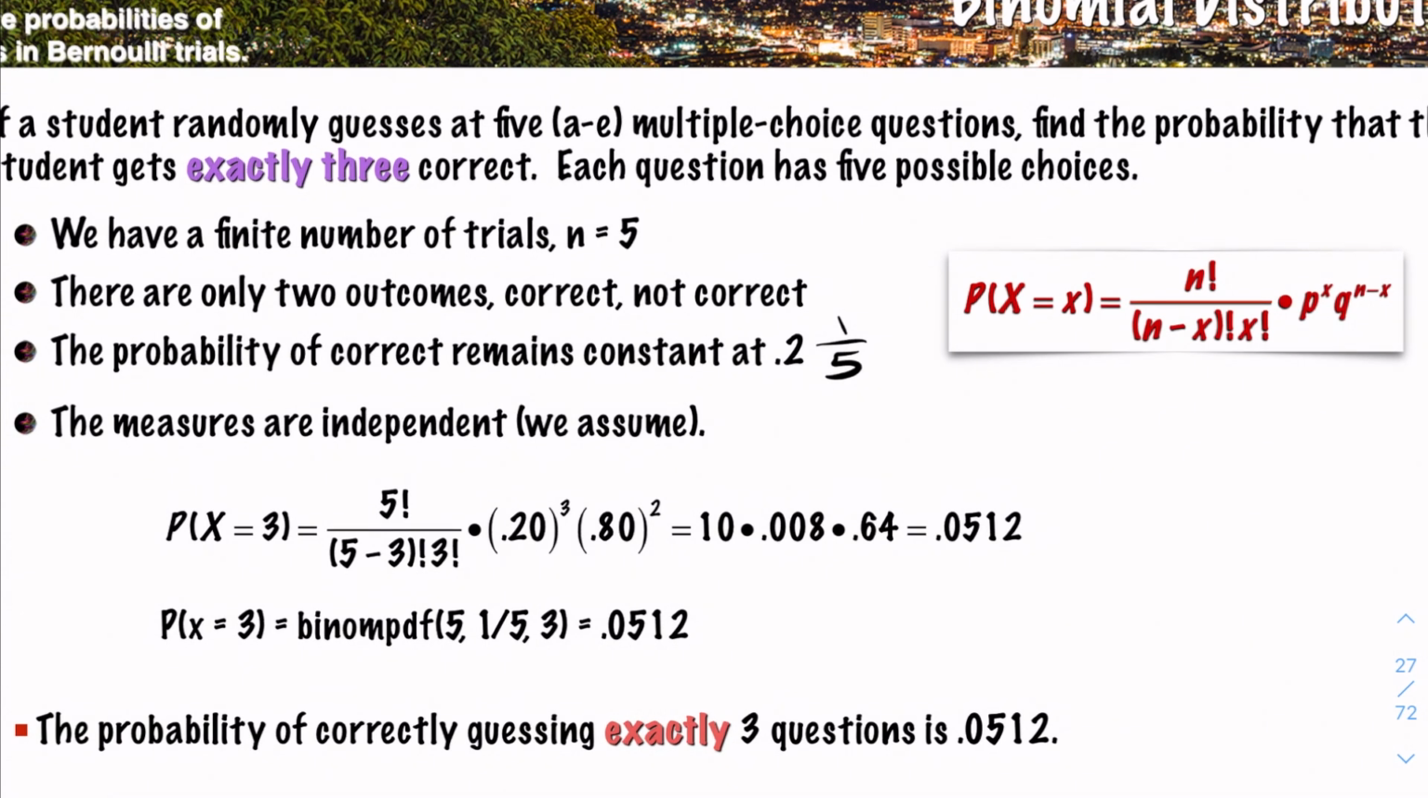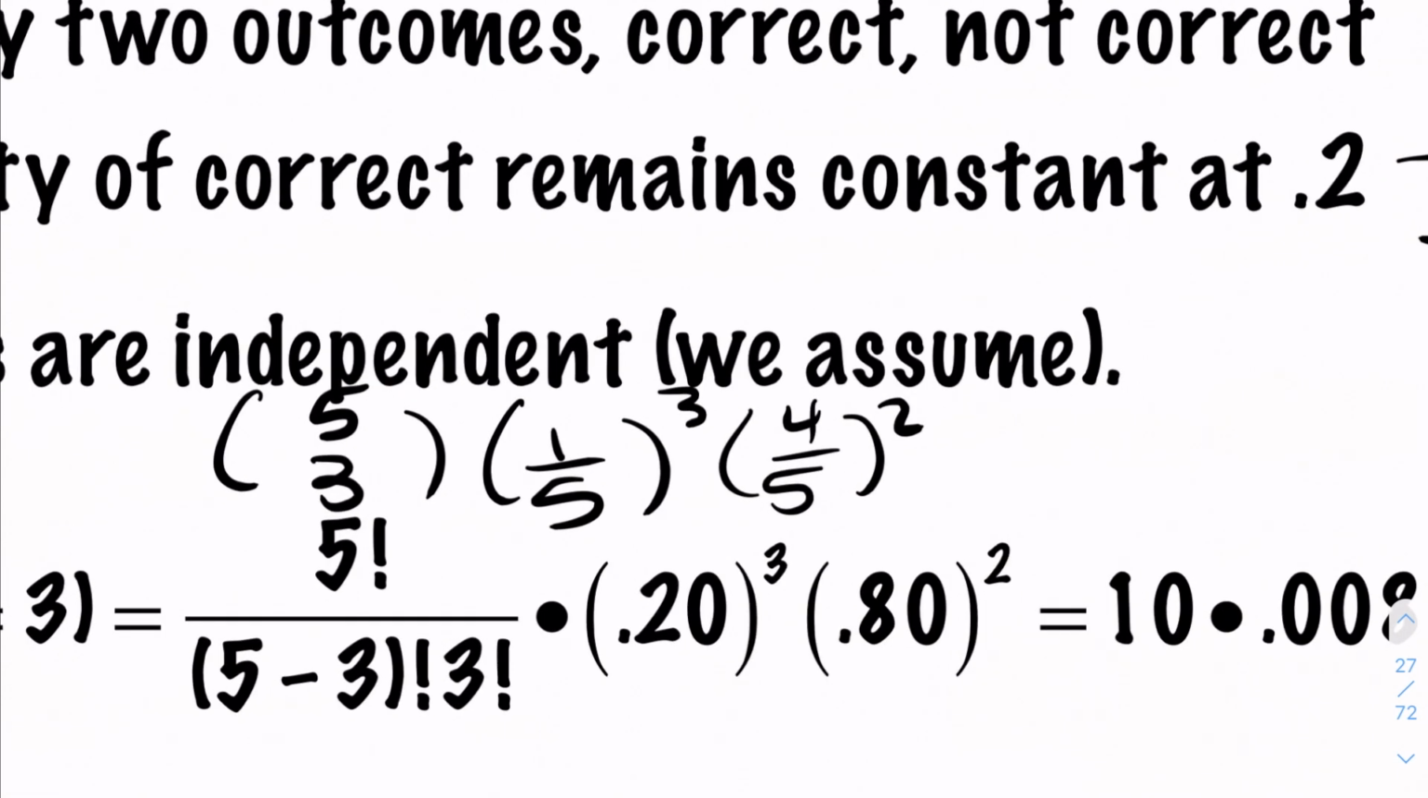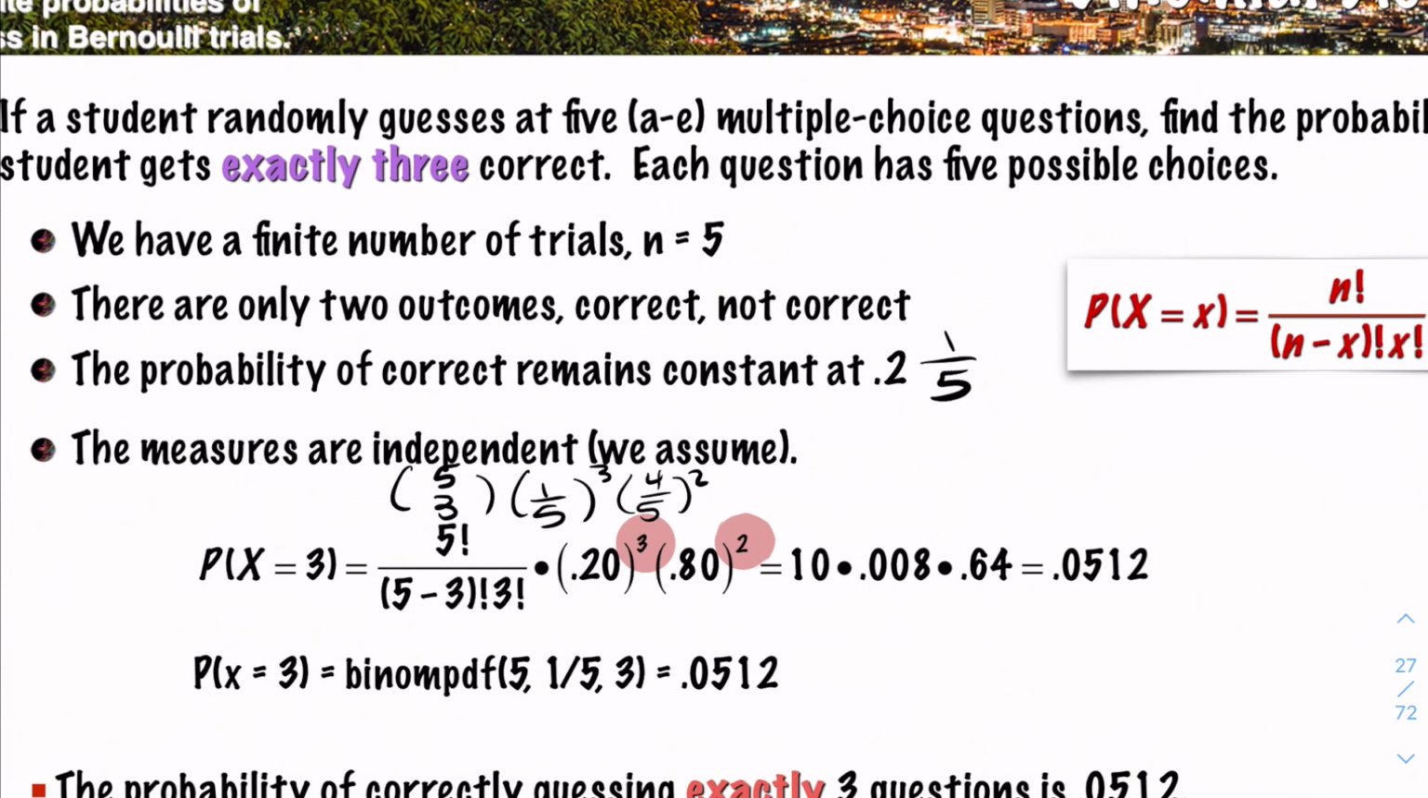So if we want to find the probability of getting exactly 3, we're going to do 5 choose 3, 1/5 to the 3rd power, and then 4/5 to the 2nd power. I'm going to just highlight that 0.8 and 0.2, those two always will add up to 1. So 5 choose 3 is 10, times 0.008, times 0.64. We get 0.0512 or 5.12%.